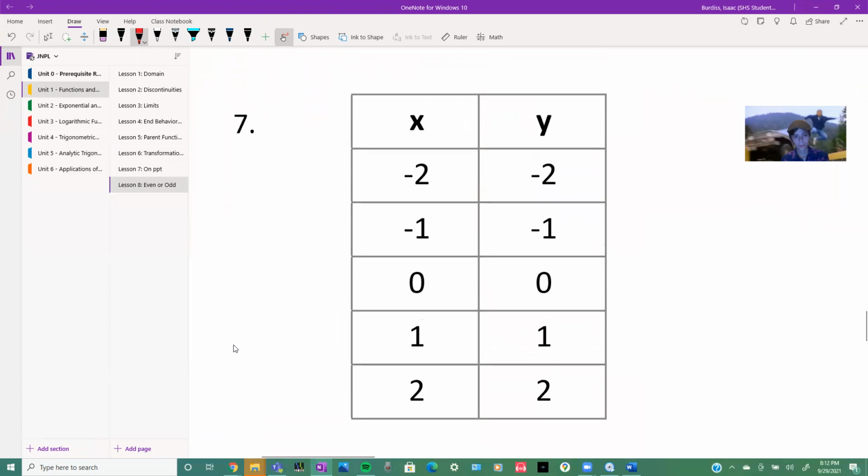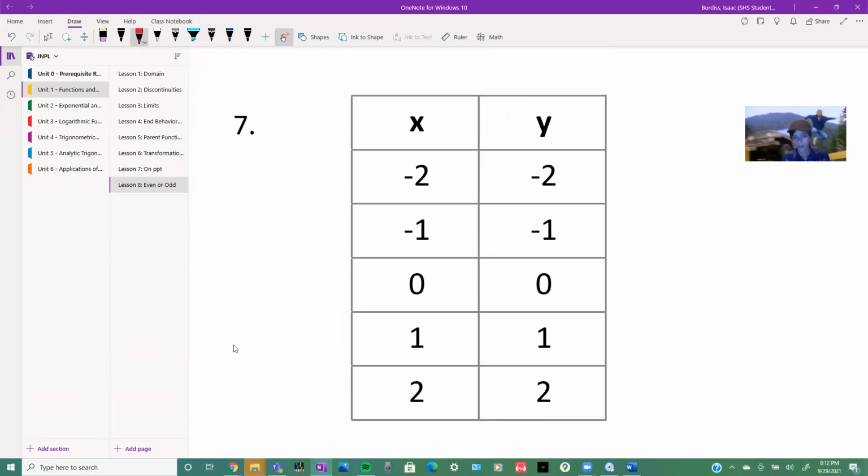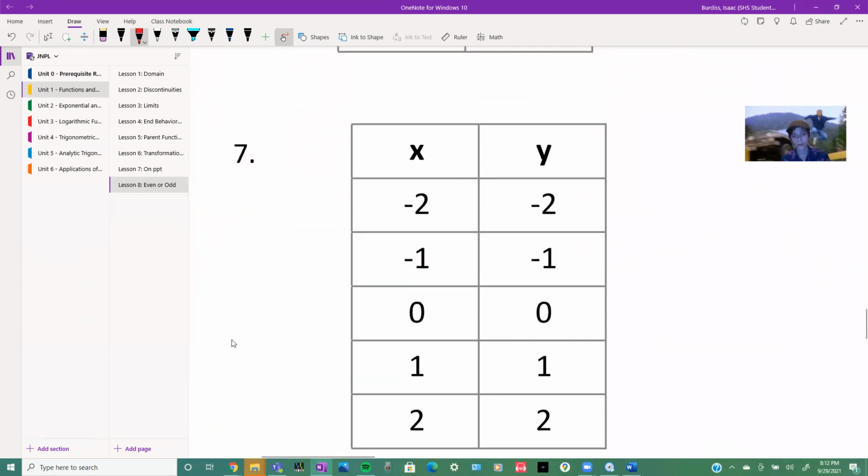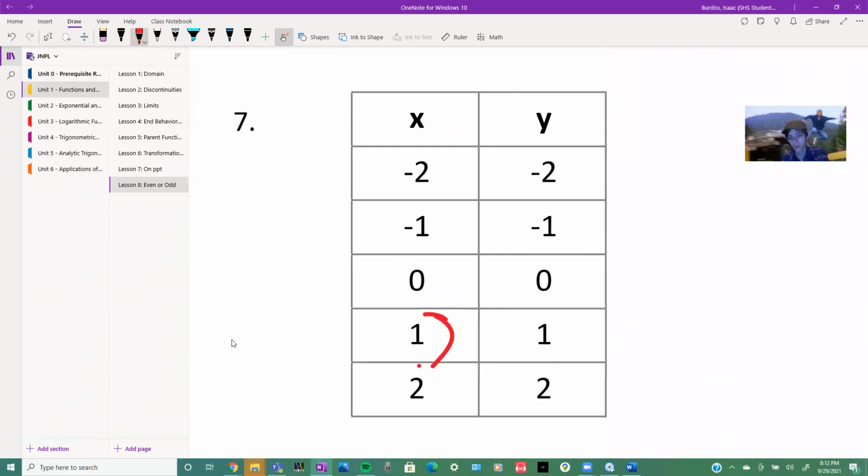Okay, 7. This time, we really only have to look at 1. Up here, I did 1 and 2, but you only have to look at 1. 1 for the x means 1 for the y. Negative 1 for the x means negative 1 for the y. Since the y changes signs as the x does, that means odd.